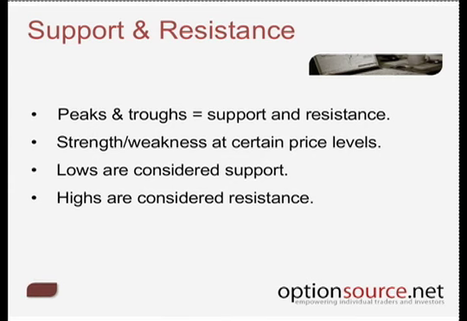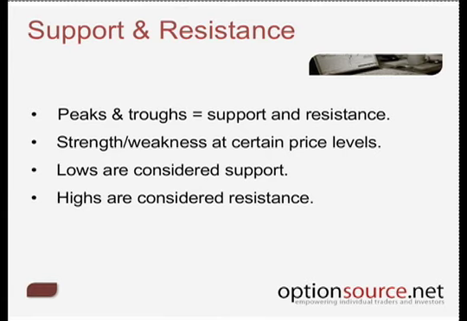So let's look a little more closely at what we mean by support and resistance. Really what we're looking at, of course, is the formation of those peaks and troughs, if you will, as being the support and resistance levels. And ultimately they reflect, of course, strength and weakness at certain price levels. The more times a specific peak trades into a certain level, or the more times a certain trough trades into a certain level, the more valid that support or resistance level becomes. And again, it just simply reflects strength or weakness at certain price levels.